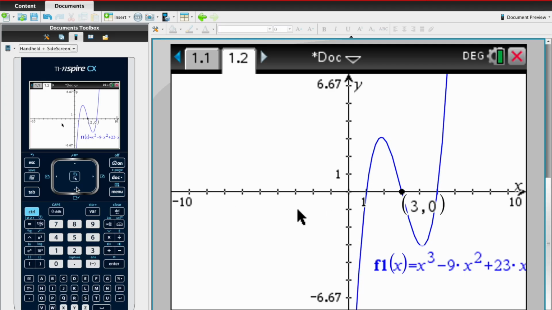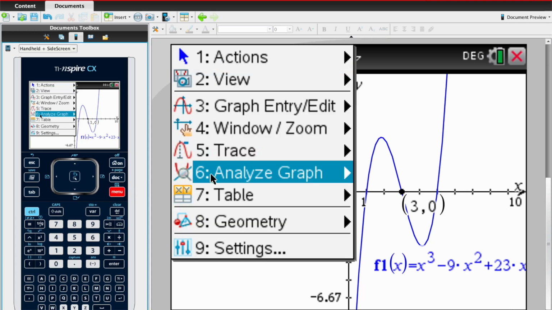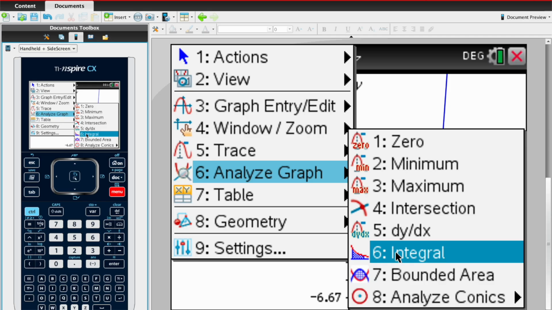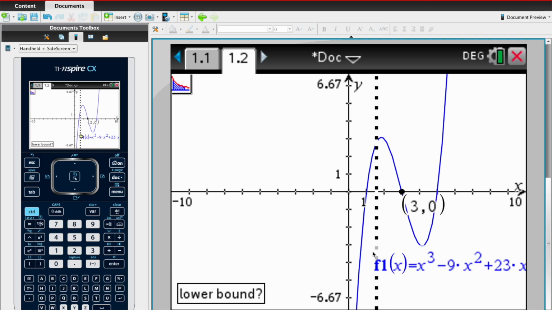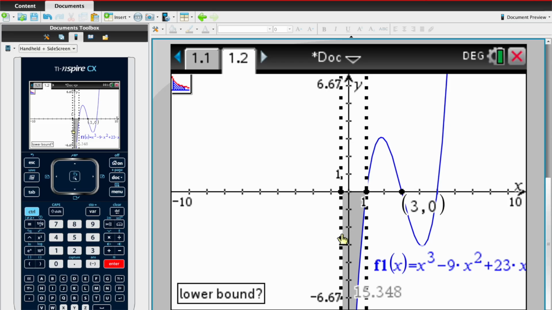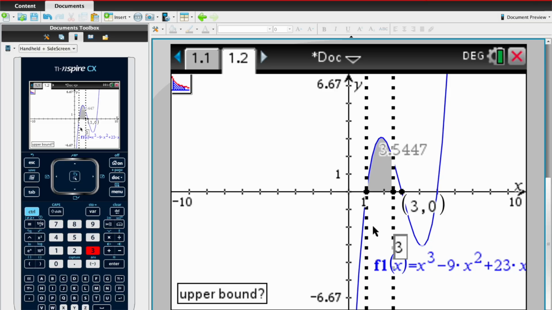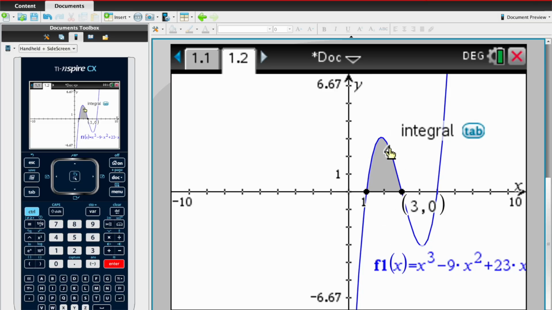So here we are. We've already drawn this function. Let's go menu, analyze graph, and in this case, we want to find the area under the curve. That's going to be the integral. So what's our lower bound? They told us to start at 1, when x is greater than or equal to 1. Let's put in 1. And what's our upper bound? Our upper bound is equal to 3, right here. And there it is. So the area under the curve is equal to 4.